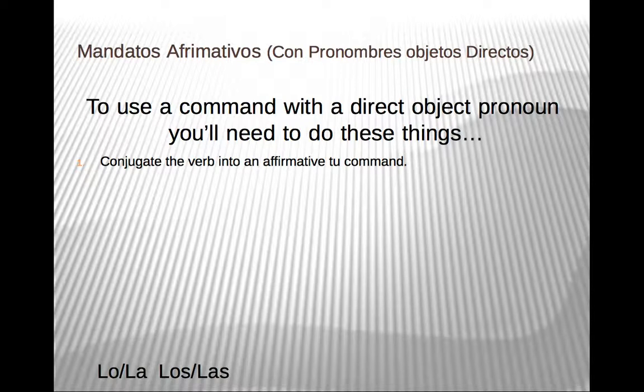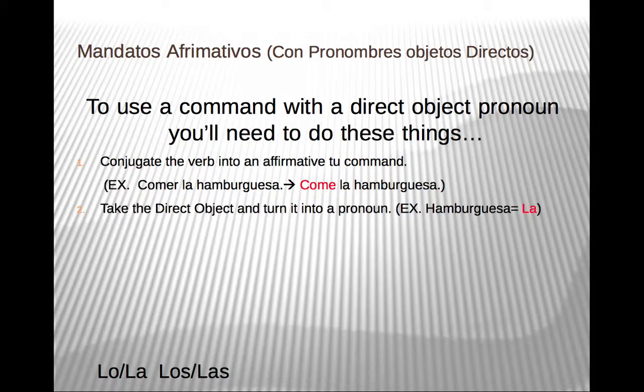This is new: learning how to use commands with them. The first step is to conjugate the verb to its command form, using that third person. My example is comer la hamburguesa, to eat the hamburger. So I'm saying eat the hamburger. You change the verb comer to come, that's the third person singular. Then you take the direct object, the hamburguesa, and change it to its pronoun, la. So we have come and la.